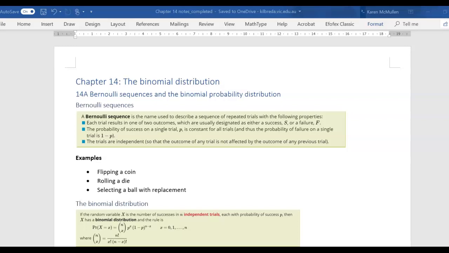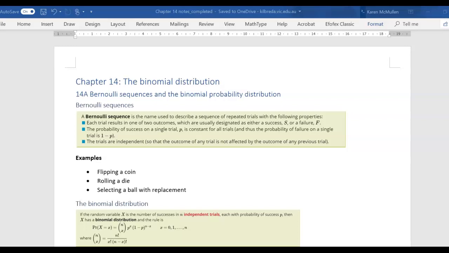Basically, it just means that you have an event that has success or failure, and it's consistent. So it's the same for every trial. The examples I've got on the screen: flipping a coin, when you flip it, it will always be 0.5 for a head or 0.5 for a tail. Okay, it is consistent, it is the same every time. So that means that for a Bernoulli sequence, the events are independent. It doesn't matter what happened before.